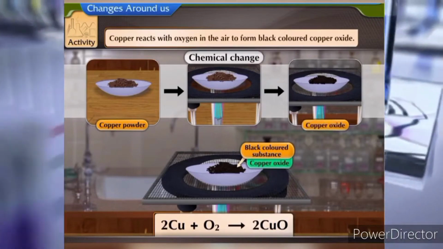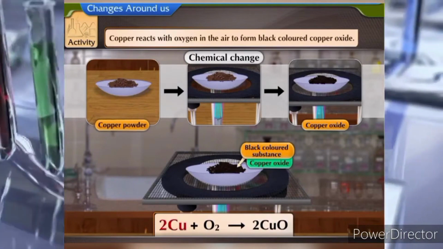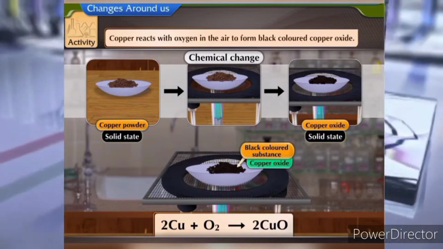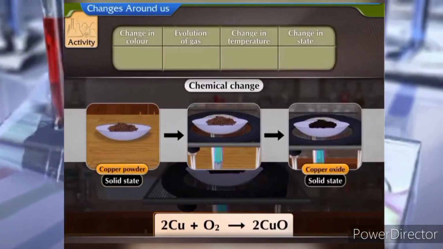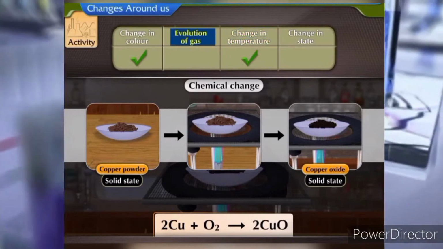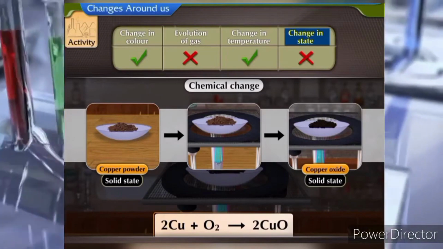This change is a chemical change. There is no change in the state as both copper and copper oxide are in the solid state. In this reaction, there is a change in color and temperature. There is no gas evolved and no change in state.